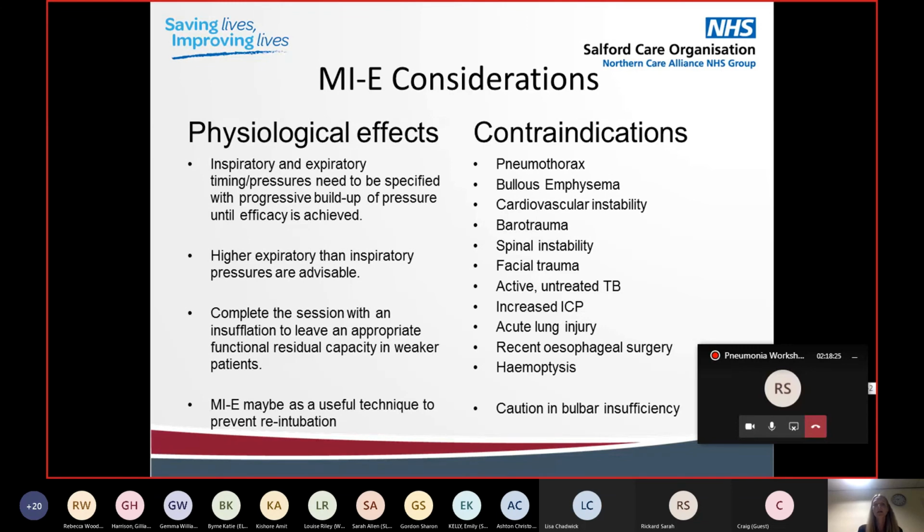We say to use a higher expiratory volume than inspiratory pressure, and with patients that are potentially weak, we do use the insufflation a few times at the end before we finish, so we don't finish on a forced expiration. They do say it might prevent reintubation, which is a bit of a sweeping statement. There is also quite a list of contraindications, but I don't think in stroke lots of them affect us, really, not on a ward.